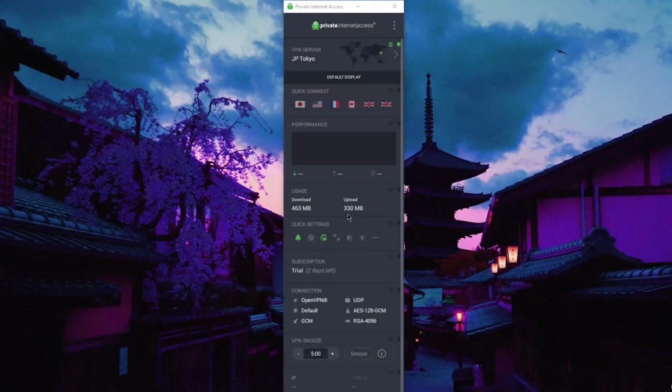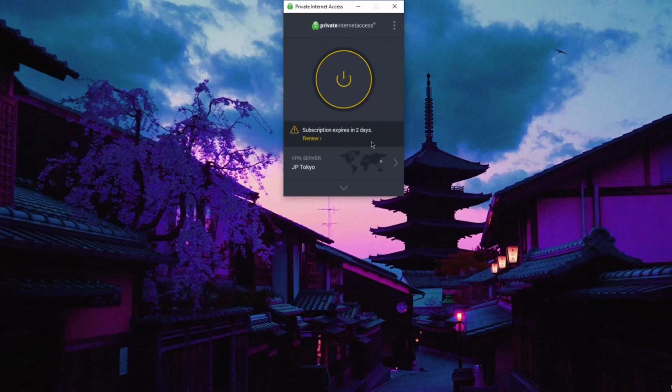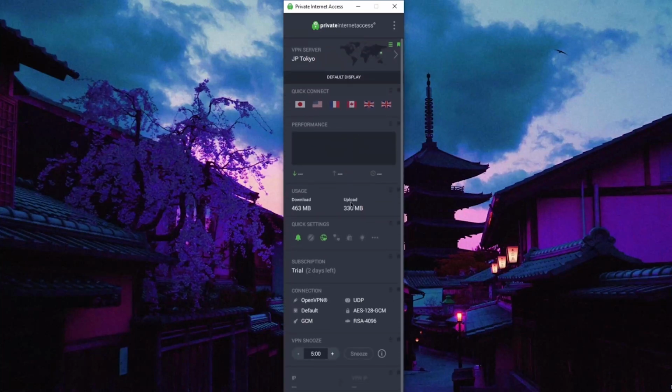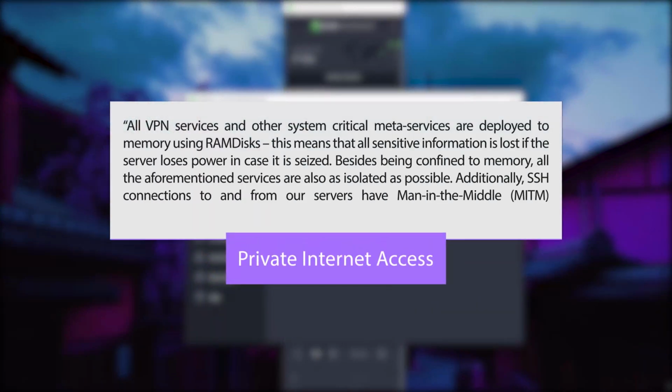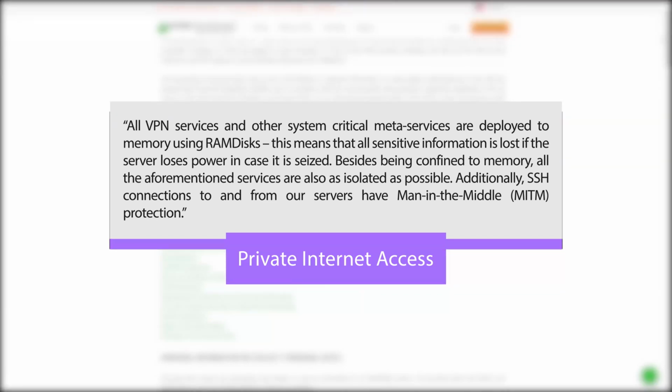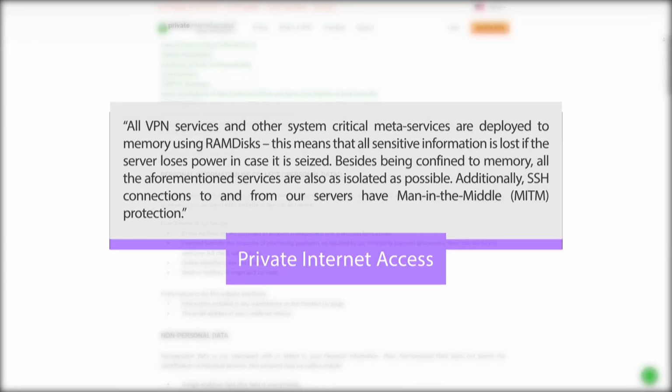Another highly recommended VPN would be Private Internet Access. According to Private Internet Access themselves, all VPN services and other system-critical meta services are deployed to memory using RAM disks. This means that all sensitive information is lost if the server loses power in case it is seized. Besides being confined to memory, all the aforementioned services are also as isolated as possible. Additionally, SSH connections to and from our servers have man-in-the-middle, or MITM, protection.